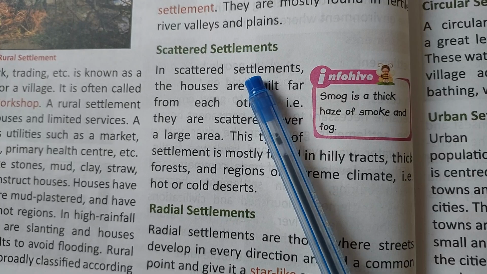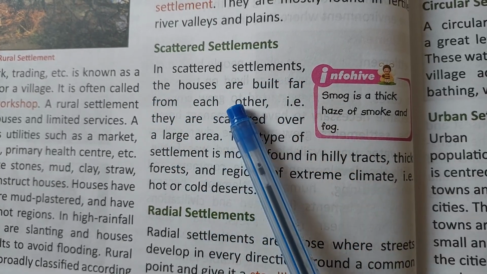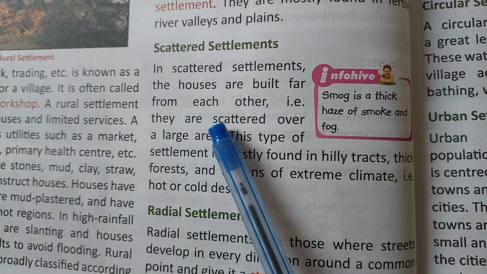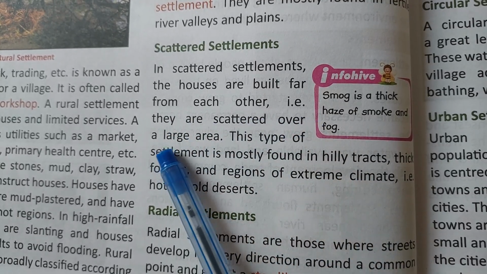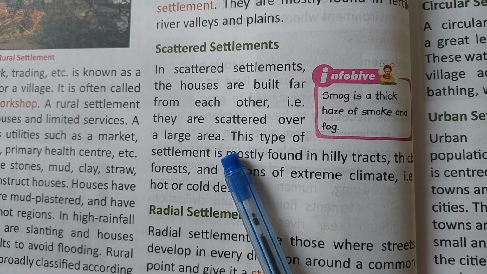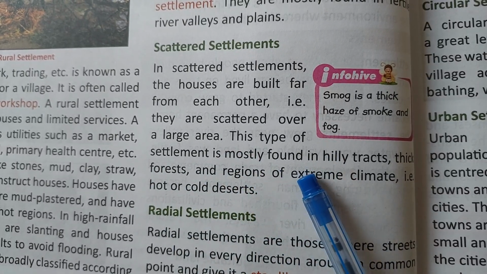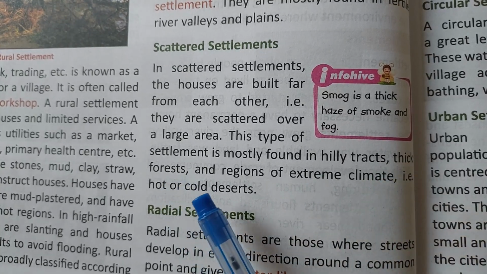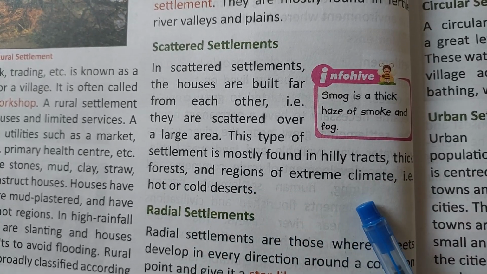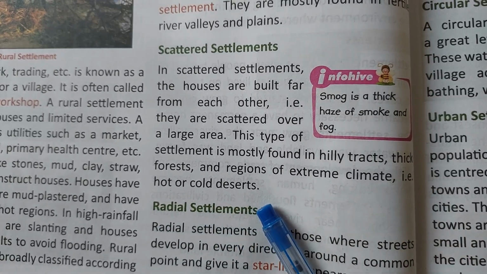Scattered settlements. In scattered settlements, the houses are built far from each other, that is, they are scattered over a large area. This type of settlement is mostly found in hilly tracts, thick forest, and regions of extreme climate, that is, hot or cold deserts.